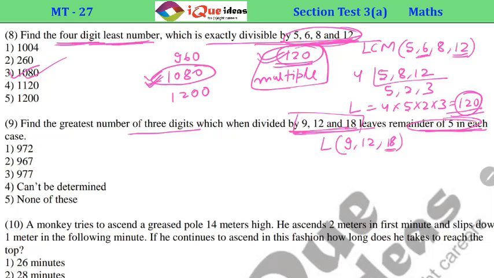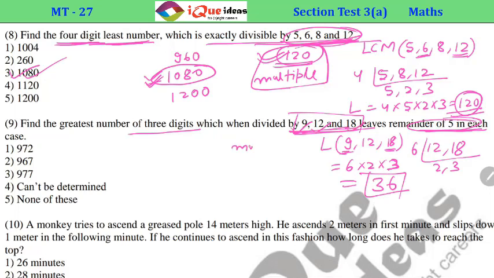Right? Now 18 is there, so you can leave 9. Let's take LCM of 12 and 18. That will be, take 6 common, 2 and 3. So the LCM will be equal to 6 into 2 into 3. Now 6 2s are 12, 12 3s are 36. So 36 is the smallest number which is divisible by all of these 9, 12 and 18.